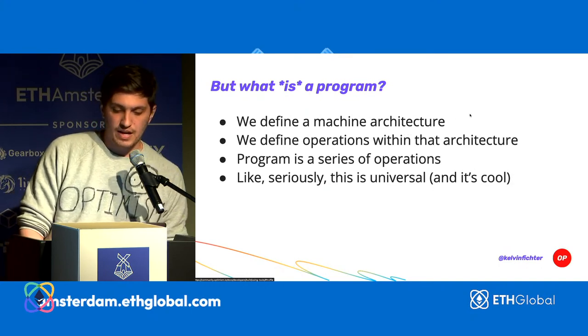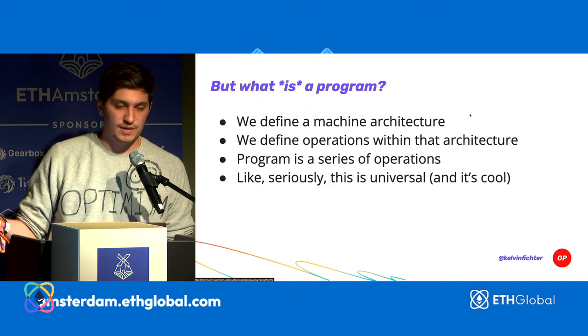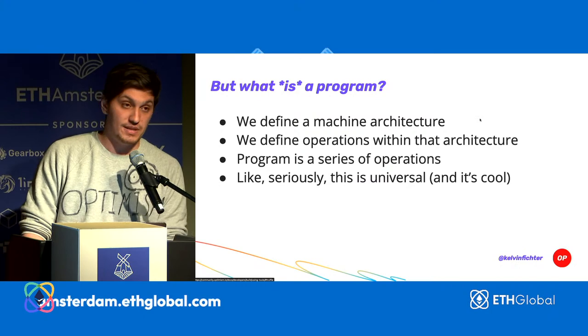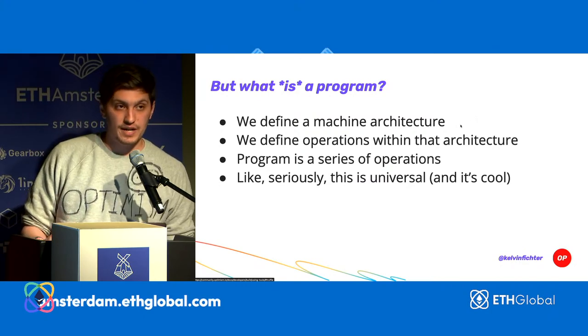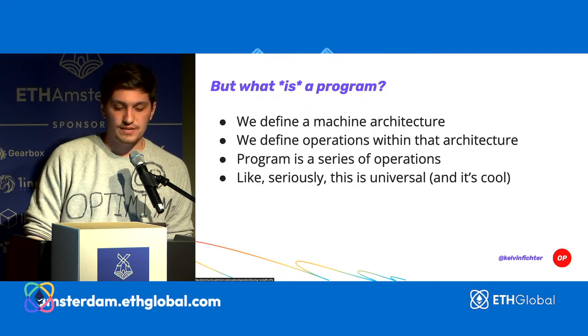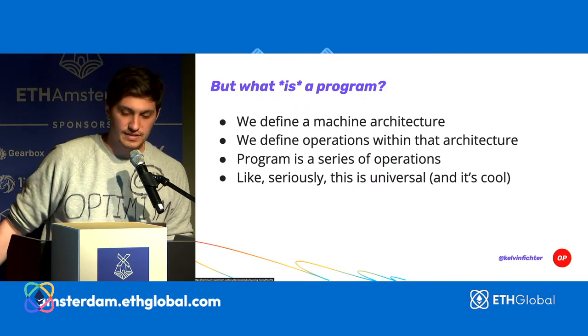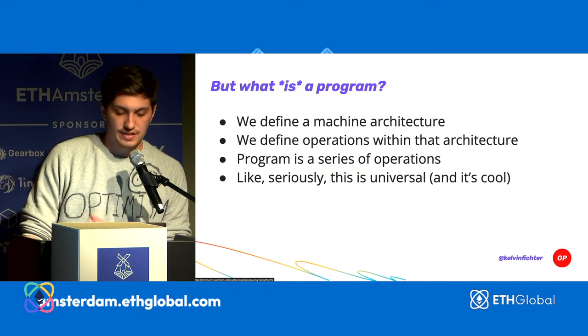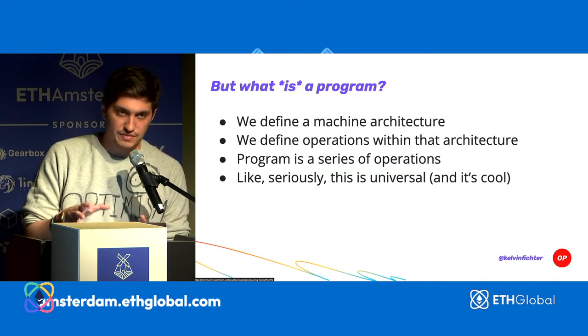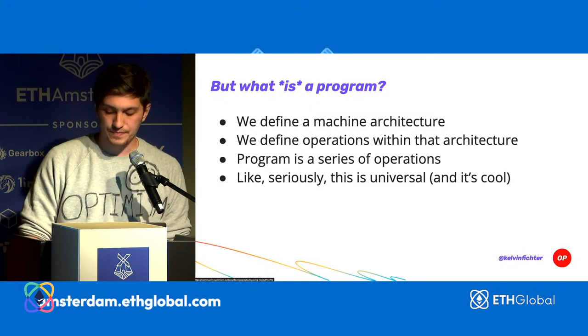Because it's important. We have a machine architecture. It can be whatever we want. It can be like x86, or it can be something even simpler. Or it can be the EVM. And then we define operations within that architecture. So essentially, we have opcodes, right? The EVM has a bunch of opcodes, x86 has opcodes, and so on. And it's a series of operations, right? And this is universal. This is sort of what a program fundamentally is.